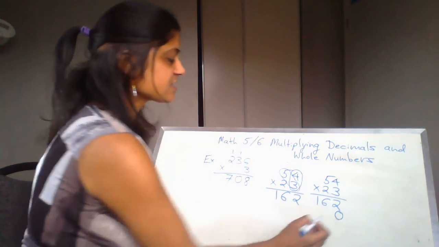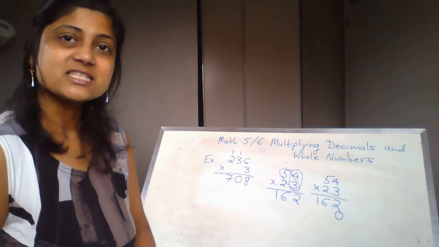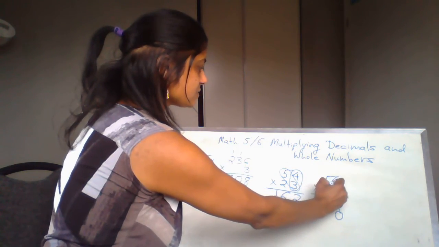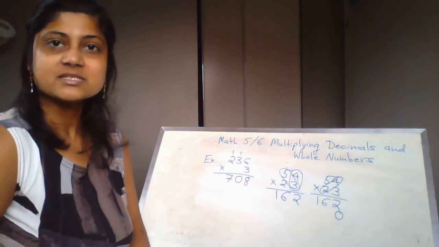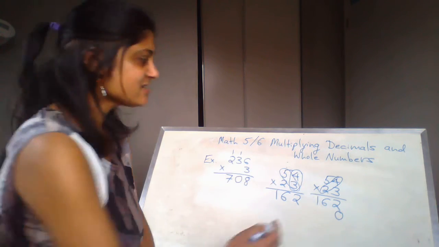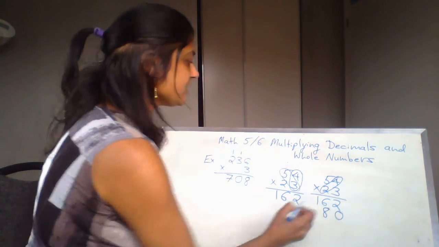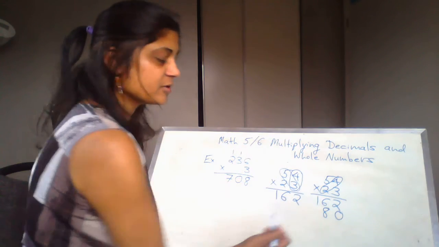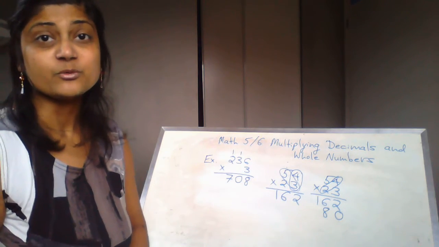So you're going to put a 0, okay? And we're going to go to the tens column, and I'm going to multiply these two numbers. So we're doing 4 times 2, which is equal to 8. And you put the 8 right underneath the 6 here, okay? Don't forget to put the 0, okay? If you don't put the 0, you're going to end up with the wrong answer.